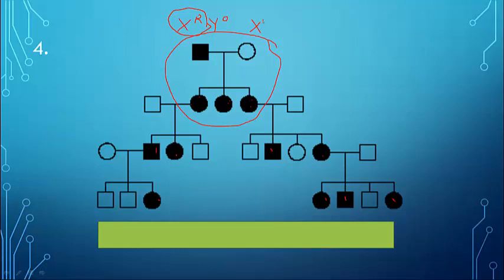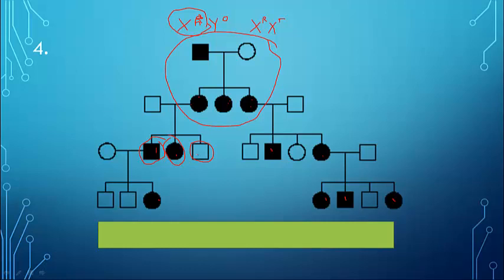Mom could be X big R, X little r if it was recessive, and it is possible that if this was a recessive trait, all the women could technically have it, but that's rather unlikely. If we look down here, we notice that mom here did not give rise to an affected son. We have an affected son and an affected daughter, but this son is unaffected, so it's very unlikely that it is an X-linked recessive trait.